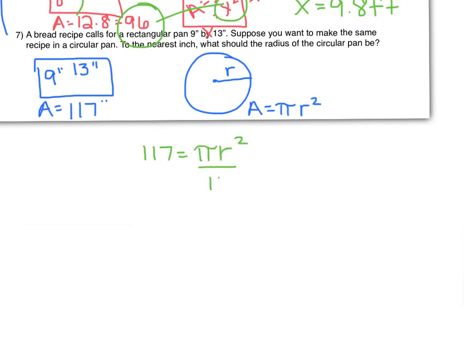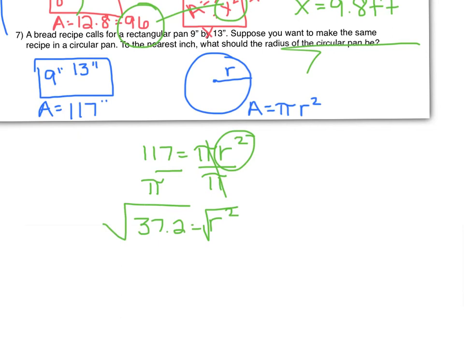Then let's divide by pi on each side. That comes out to be like 37.2. So 37.2 is now equal to just r squared. And from there, you've got the same thing we had up above. Now we can just take a square root of it. It's going to come out to be 6 point something. Hold on. So that comes out to be like 6.1.